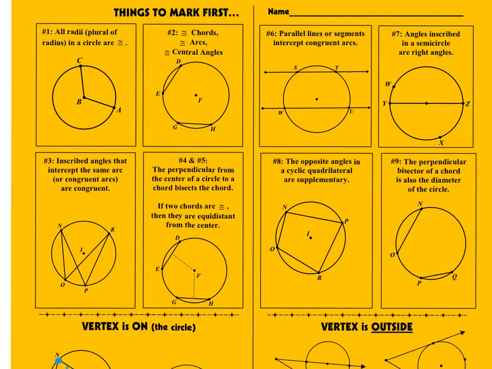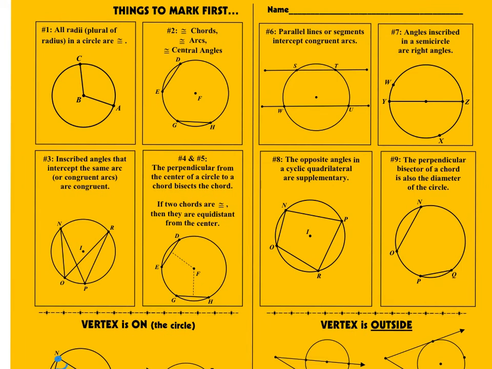Now, up here on the top, there are several properties that you want to consistently be able to mark in your picture and always be looking for as possibilities. So property number 1 is that all the radii in a circle are the same, okay? So these two radii of the circle are the same.